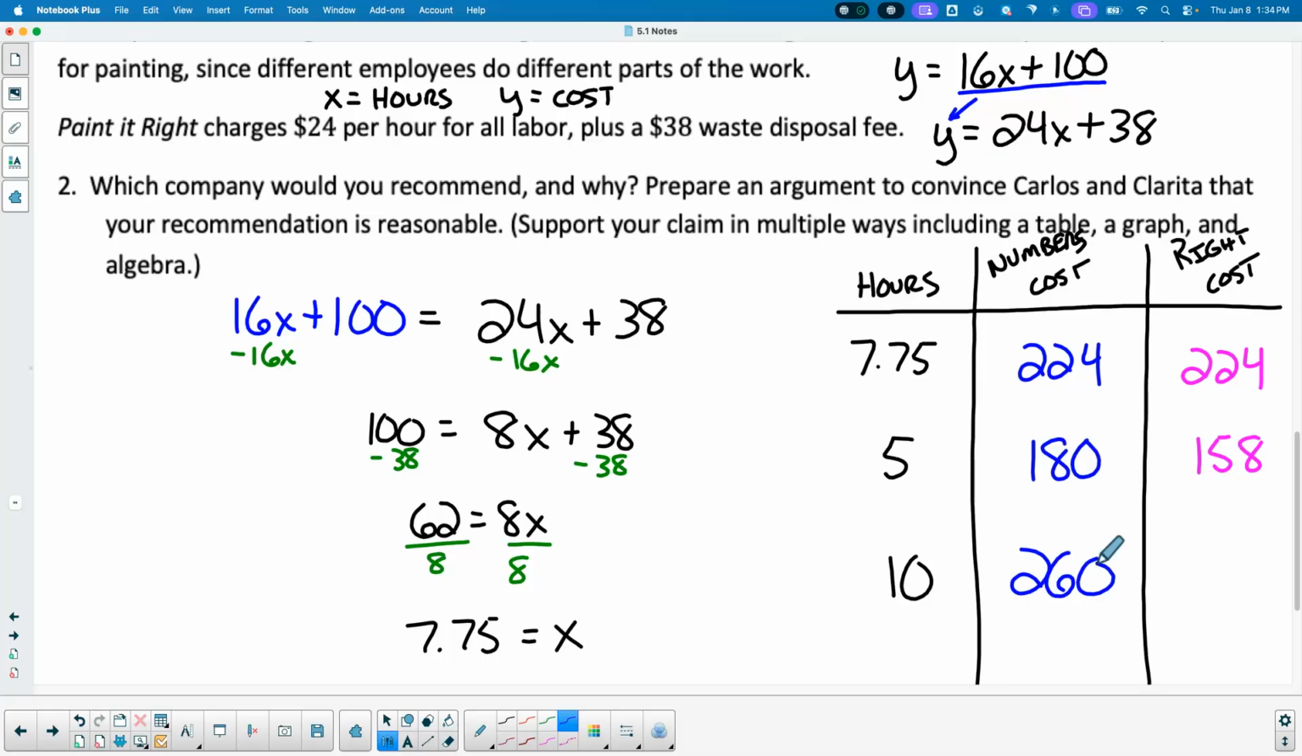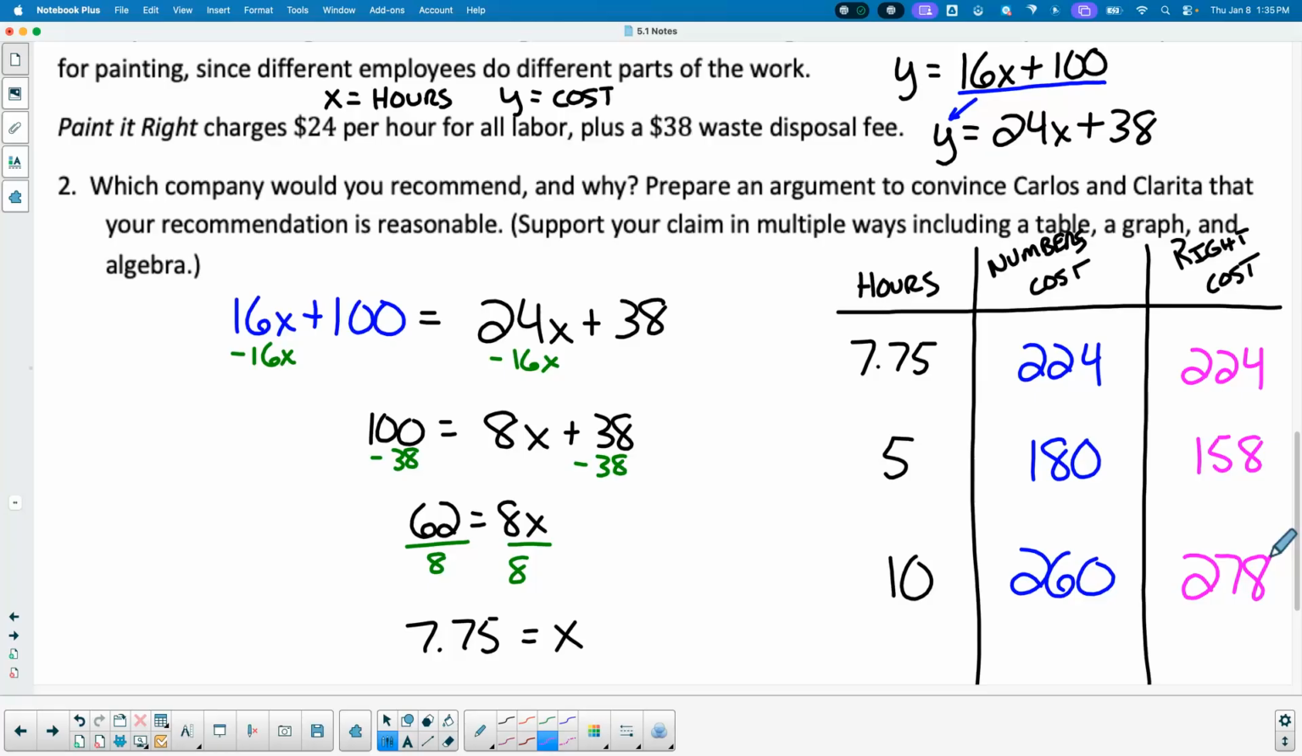5 times 16 is 80, plus 100 is 180, yep. 5 times 24 is 120, plus 38 is 158, yep. Okay. So Paint It Right's got to be going up by more. So this should be more than, if I put 10, 240. Yeah, no, that's right. No, I got it. Yeah, no, we're good. I was just in my own brain. 240, 278. Yeah. The same one shouldn't have been cheaper on both. Is that what you got? Okay. That's why we label everything.